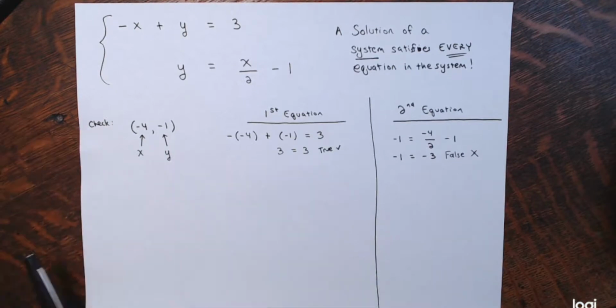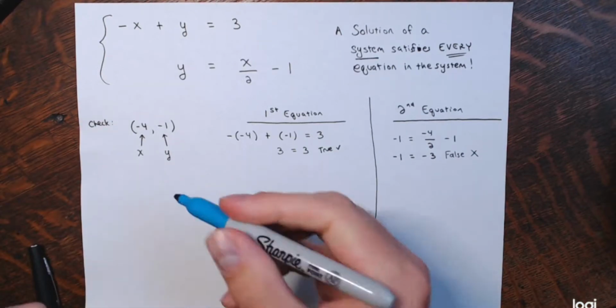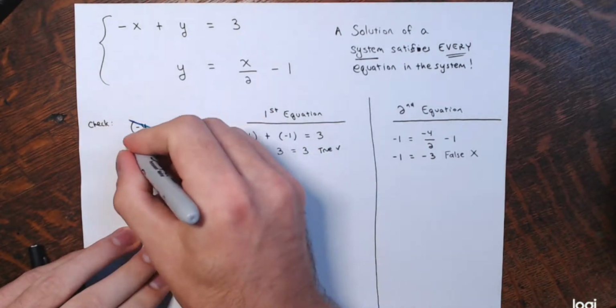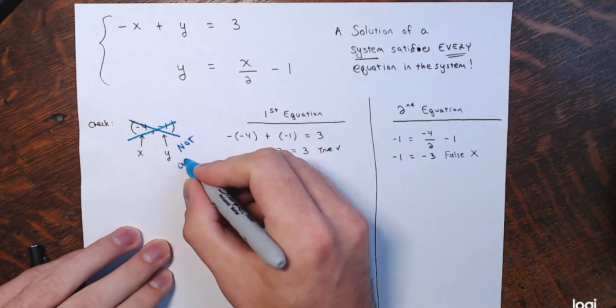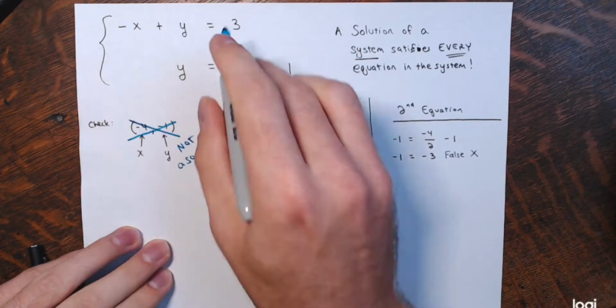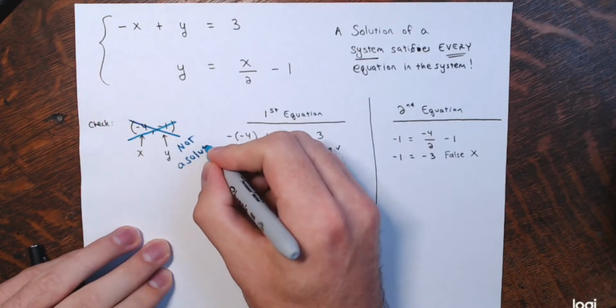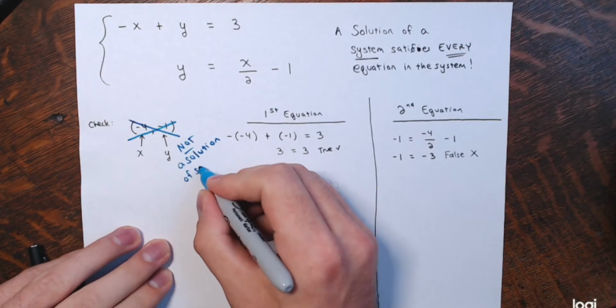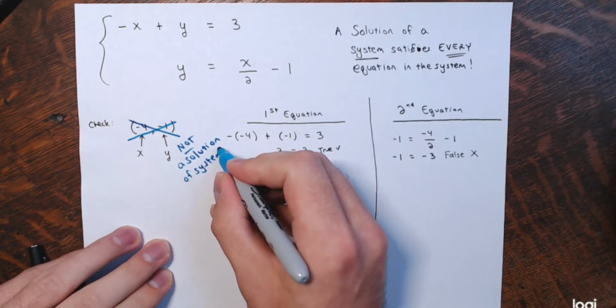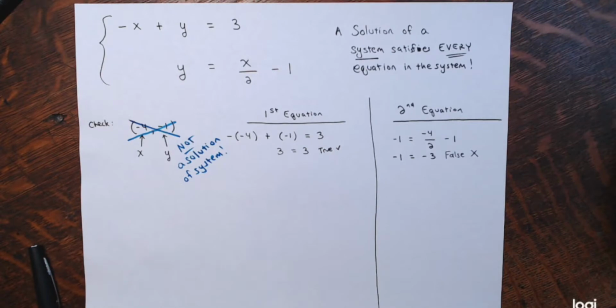So that means that this ordered pair, negative 4, negative 1, is not a solution of the system. It's a solution of the first equation, but not of both equations. So not a solution of the whole system. Okay, hopefully you understand the difference.